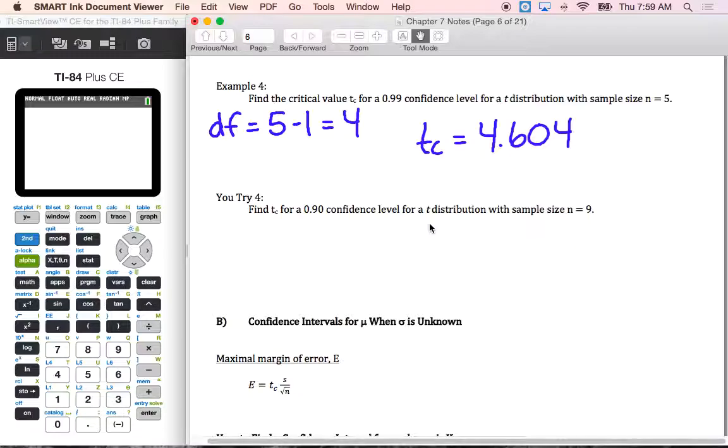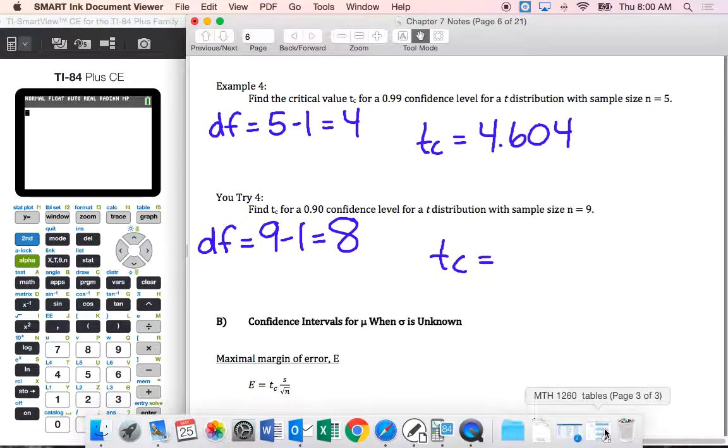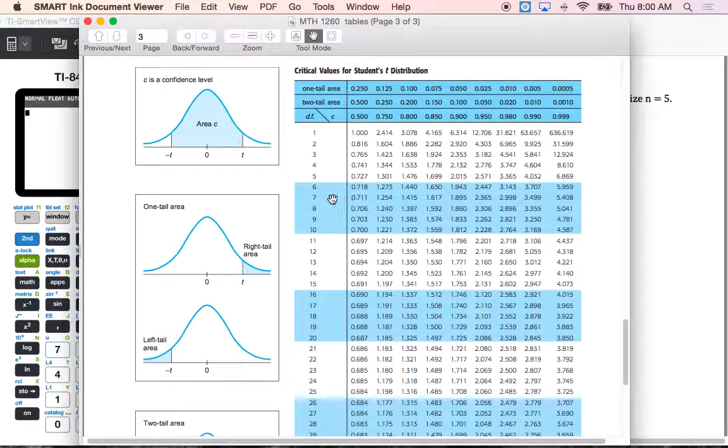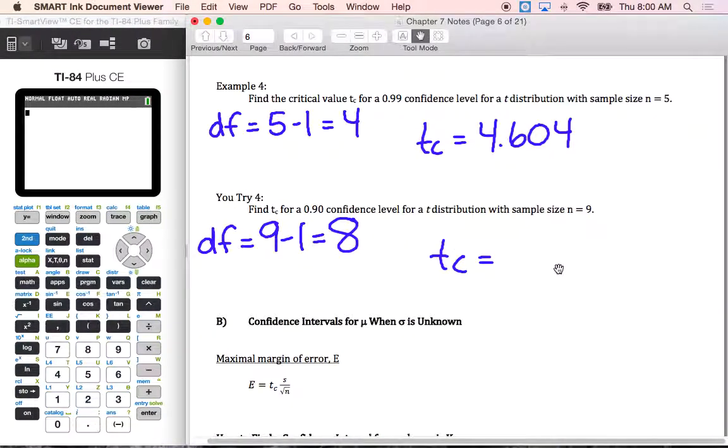Okay, so if my n is 9, my degrees of freedom is going to be 9 minus 1, so 8. So we have to figure out in our table when we're on 8 and we have a column of 0.900, we've got to find the number. So I have 8 here and we want 0.900, so it looks like it's 1.860. So again, we should have 1.860.